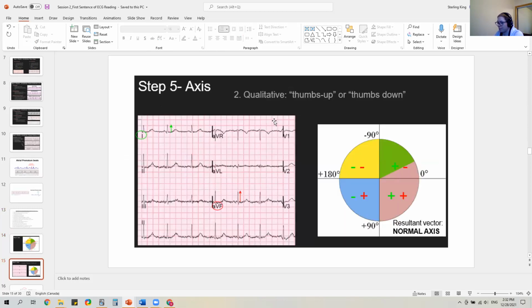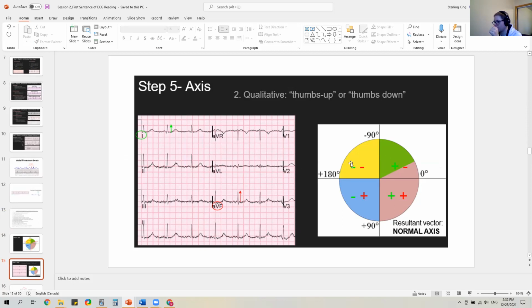So there's a thumbs up rule, which I'll just explain briefly, although you can kind of figure it out intuitively. If one thumb is lead 1 and your other thumb is AVF, you can decide: if your left thumb is up and your right thumb is up, all things are good. It's a normal axis. So thumbs up, plus, plus, two thumbs up.